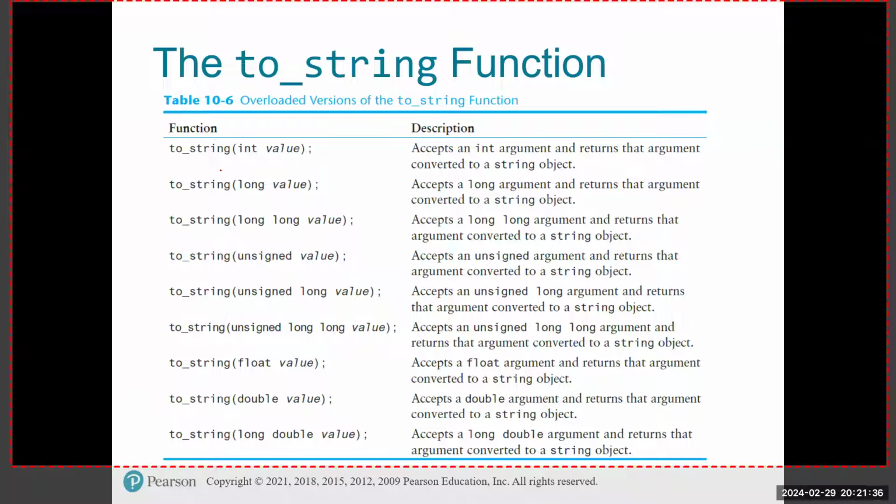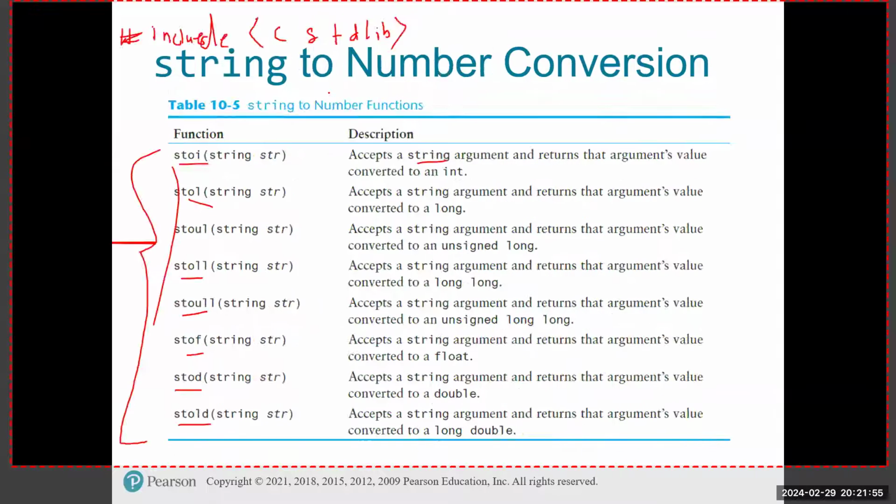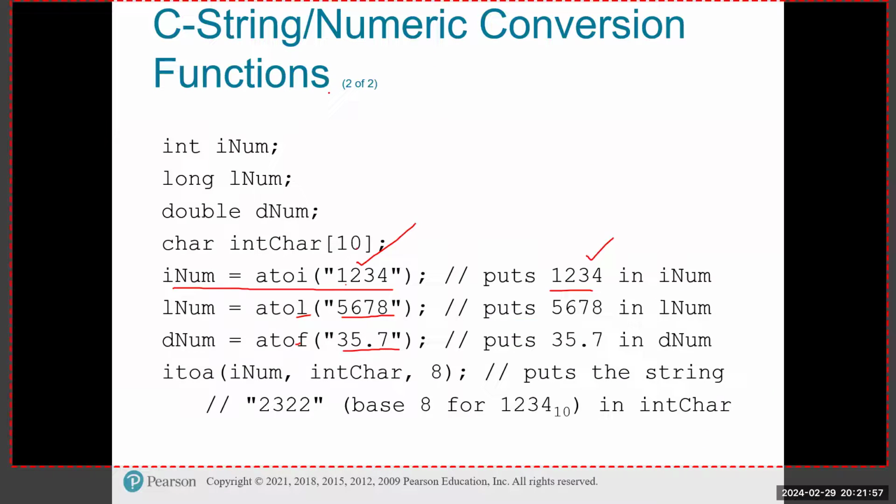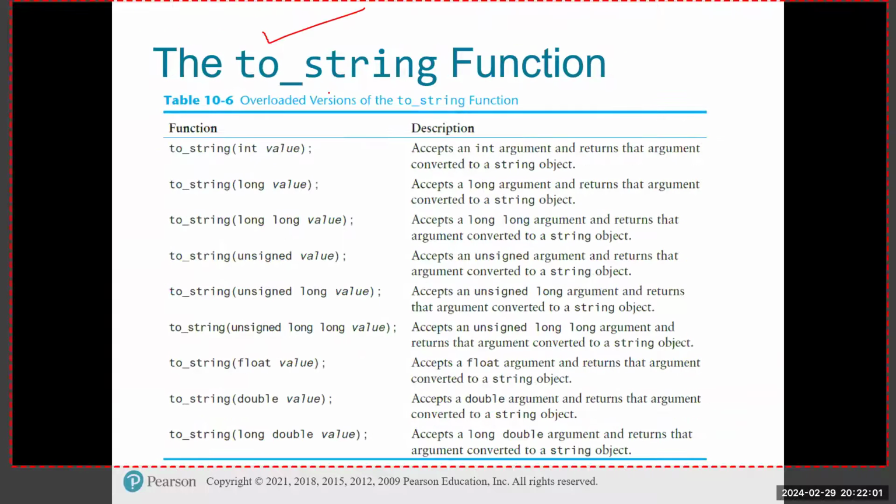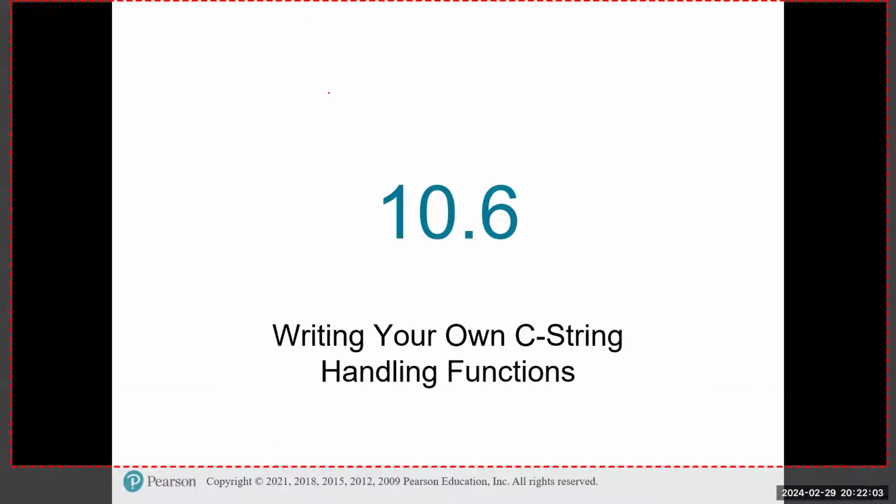I mean, there are different types of variables in C++. You have unsigned, you have unsigned long, and whatever value you get, you are converting everything to a string. That is the power of the toString function. Again, you are referring to the cstdlib header to utilize this. So that's pretty much it.